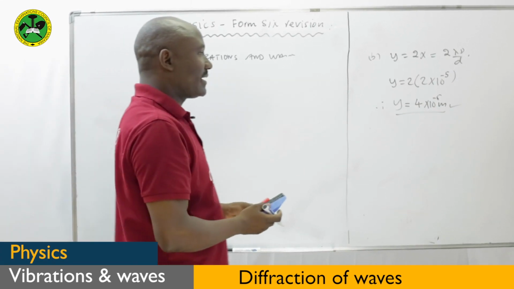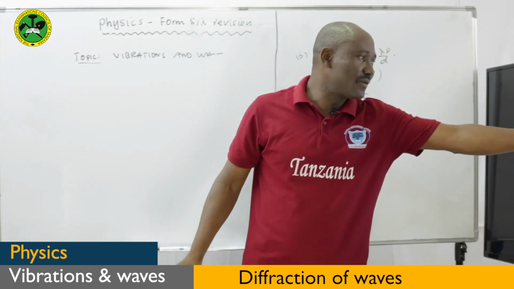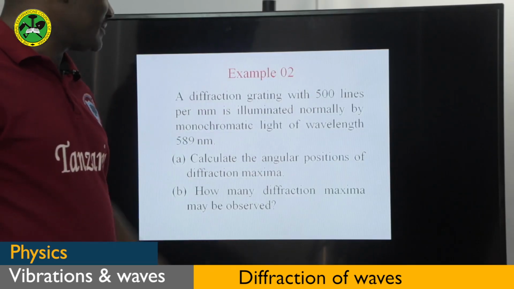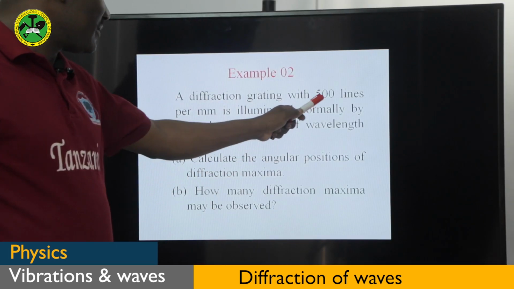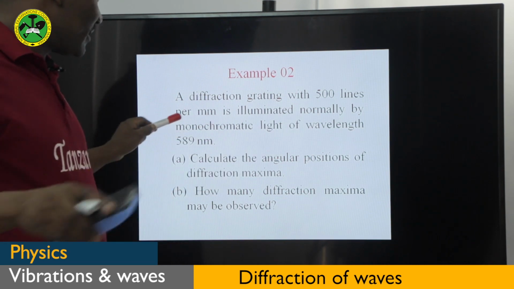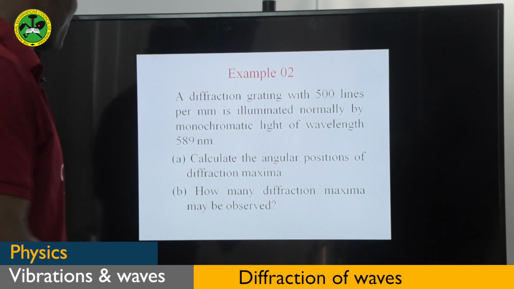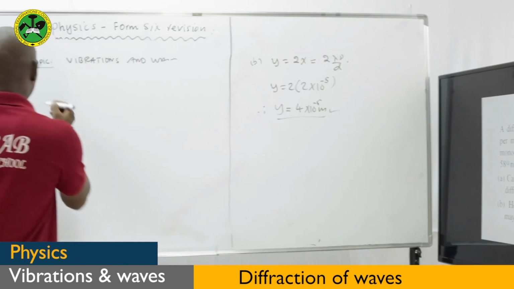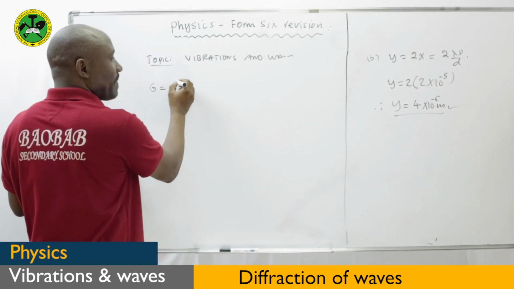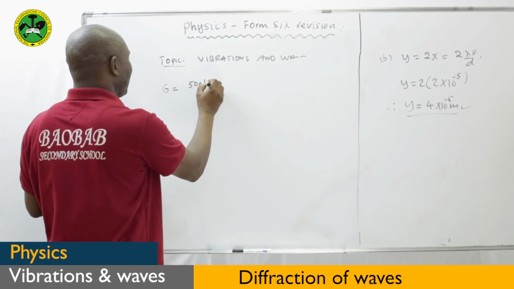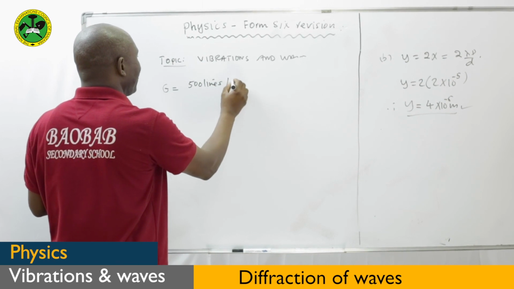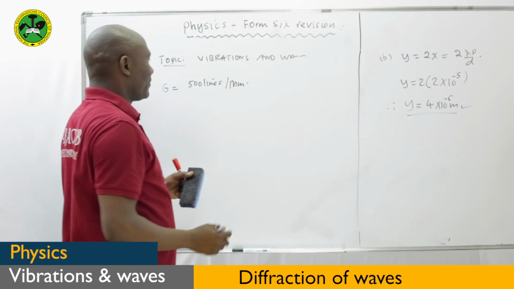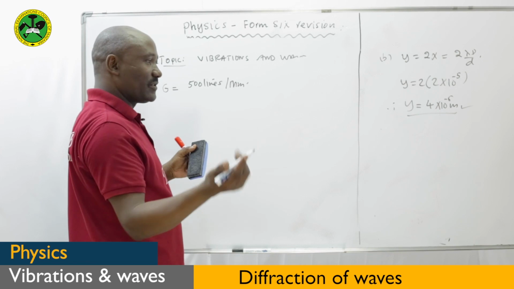The question says a diffraction grating with this power, the power of that device. It has, within 1 millimeter, 500 lines. So that is our G. G equals 500 lines per millimeter. You can convert into lines per meter and so on.